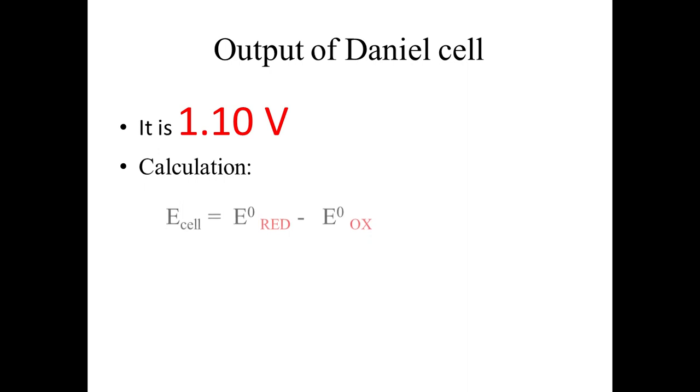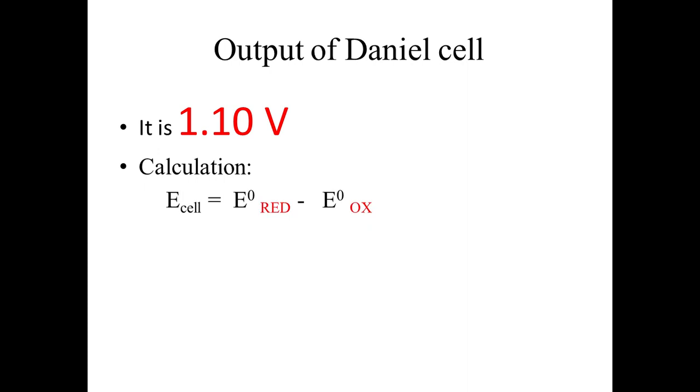Come to the next, the output of the Daniell cell. By studying this Daniell cell, we find that it gives us 1.1 volt, and it may be used to produce a potential difference of 1.1 volt. How does it come? You can see here. What is the calculation behind this output voltage of the Daniell cell?